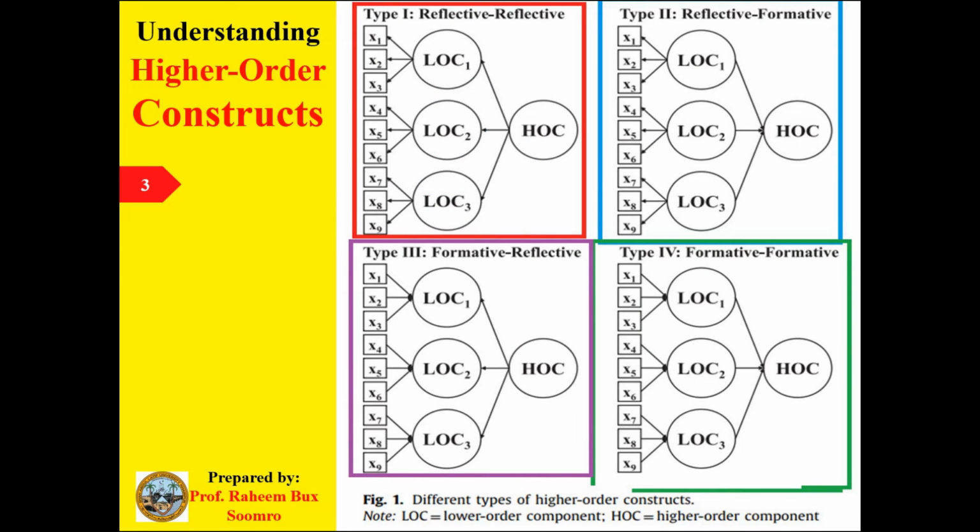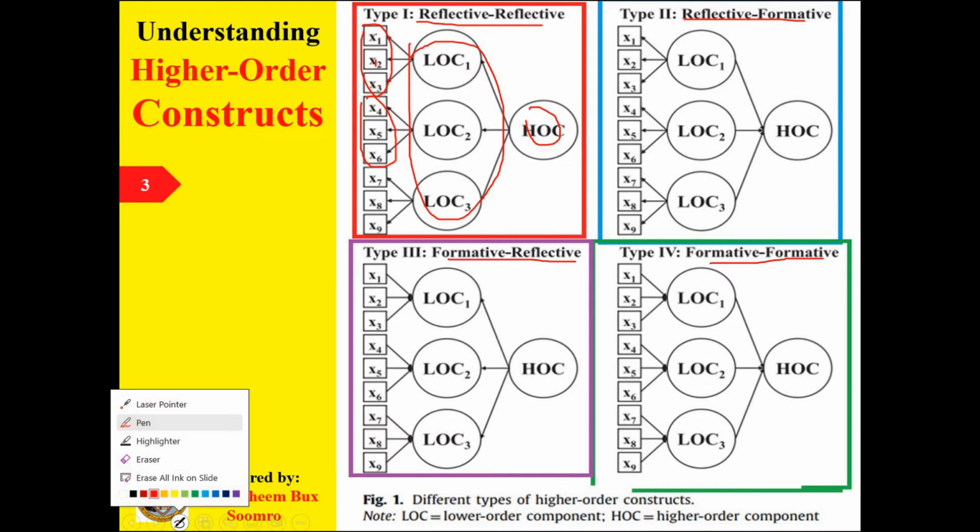Now, before going to understand the repeated extended indicator approach, it is very important to understand the higher order construct. There are four types of higher order construct: reflective-reflective, reflective-formative, formative-reflective, and formative-formative. These are the three items of our first lower order construct. These are three items of the second lower order construct, in such a way.